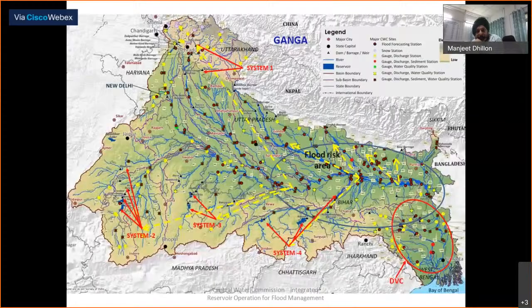It's a challenge in the sense that, for example, these yellow ones are system one of two dams in the Ganga basin. These are another four dams, another two dams, another three dams. This is system four, and they are impacting this flood risk area. So the basic challenge is that we at the center need data from the state governments, and it's difficult to get dam related data from the state government. This is a major challenge, and that's why it's not been implemented. But we had planned this, and in one of the basins, perhaps the Ganga basin itself, we have started it.